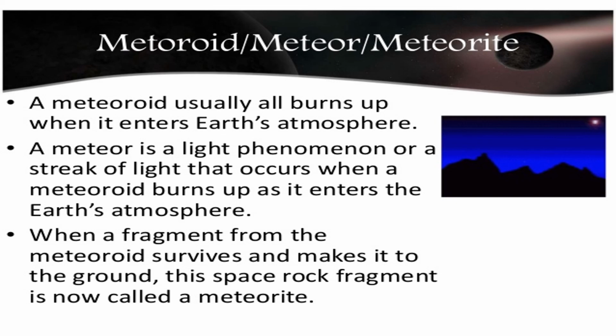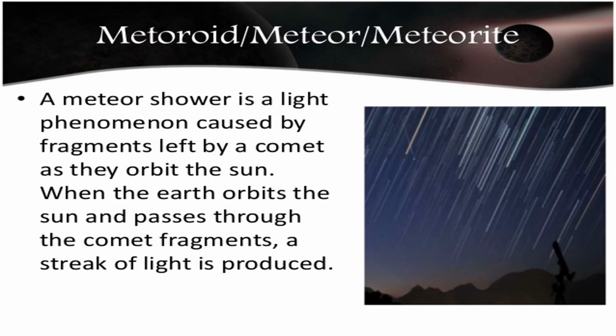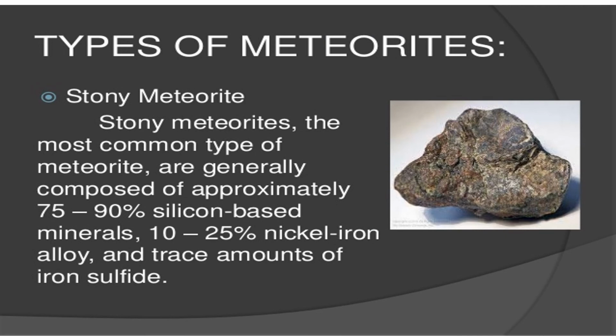a meteorite. Okay. A meteor shower is a light phenomenon caused by fragments left by a comet as they orbit the sun. When the Earth orbits the sun and passes through the comet fragments, a streak of light is produced. We will discuss this after this topic. Now, we have some types of meteoroids.